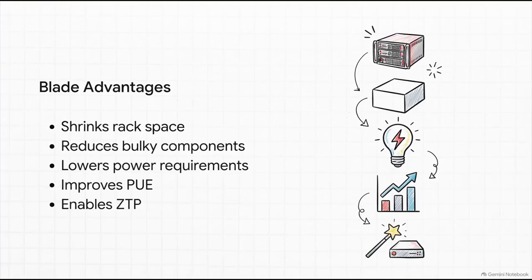Think about it. Traditional 1U pizza box configurations just eat up space and power. When you stack standard 1U servers, you're constantly duplicating power supplies, cooling fans, and bulky metal chassis. But by stripping servers down to blades and sliding them into a dense enclosure that shares power and cooling, you drastically lower your facility's power requirements and massively improve your power usage effectiveness.